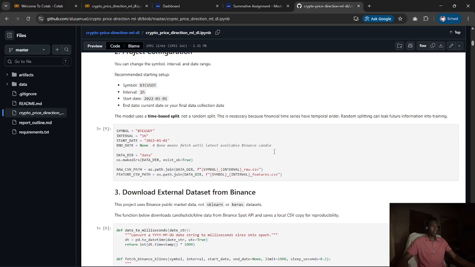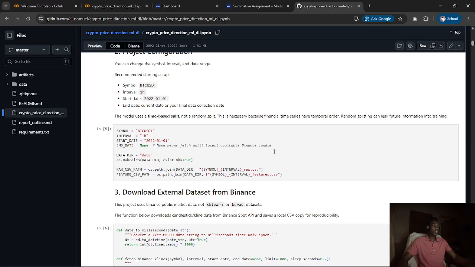The most important columns are open time, open, high, low, close, and volume. When additional Binance-style columns are available, such as quote asset volume, number of trades, taker buy base volume, and taker buy quote volume, the notebook also uses them.